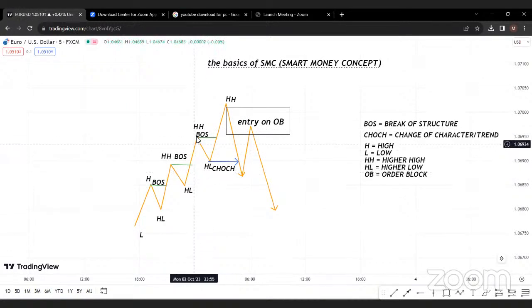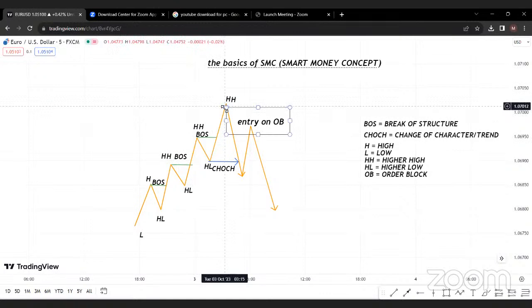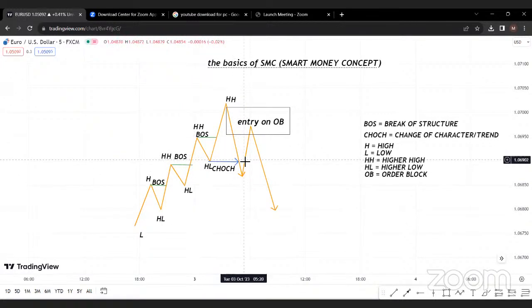For example, this was the last higher high and higher low the market created before creating a new higher high. So this is what happened. The market moved from this point, created a higher high, and immediately came back and took out the higher low. So this higher low is the last higher low the market created before it changed, or shifted, the market structure.